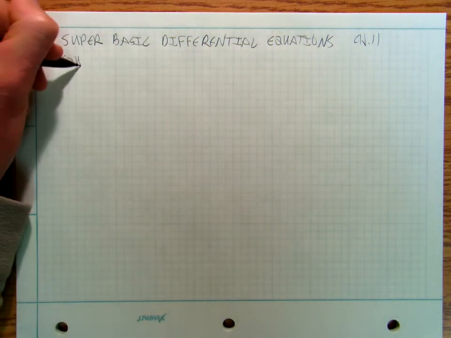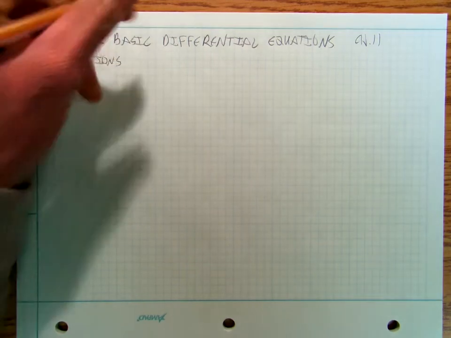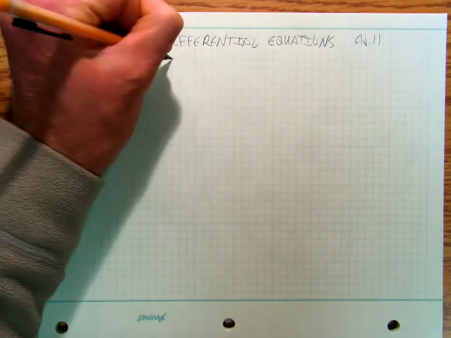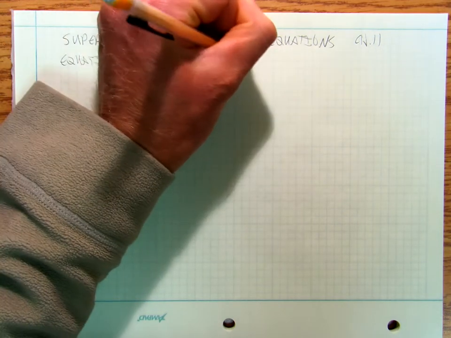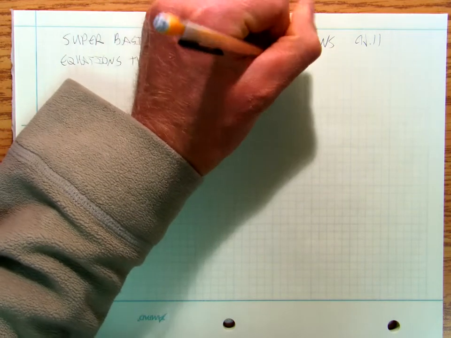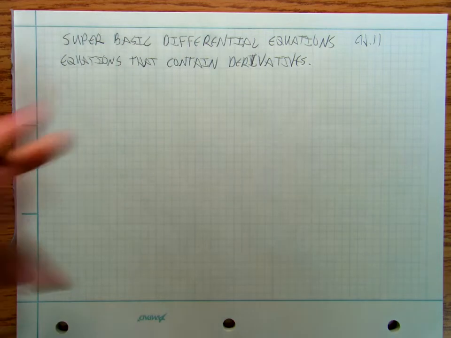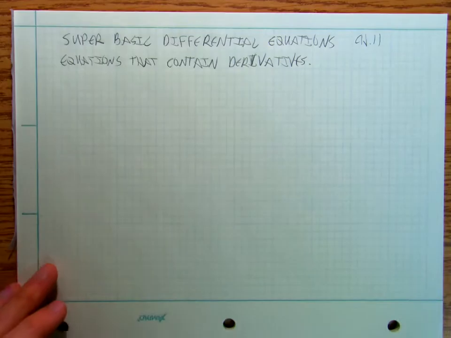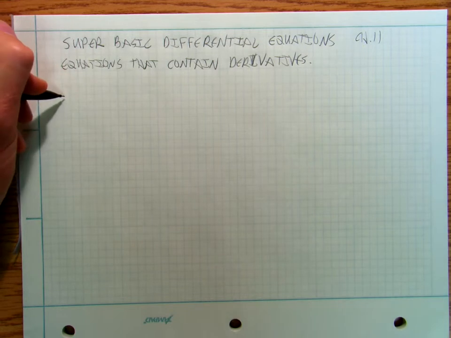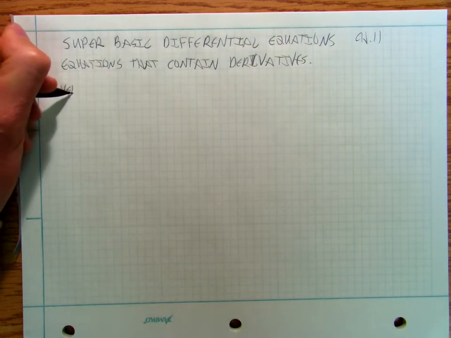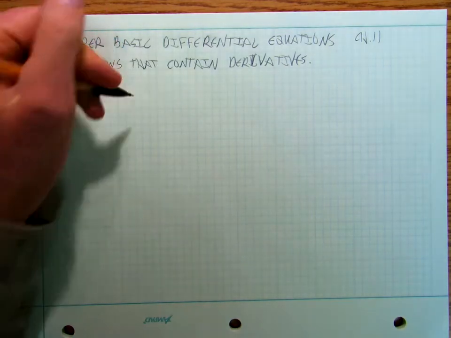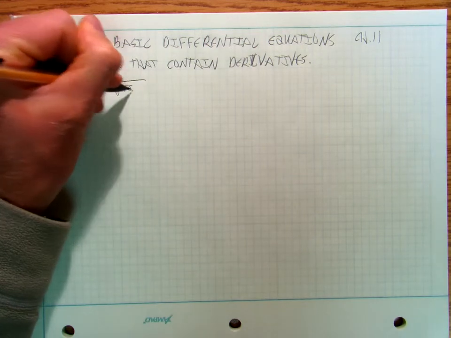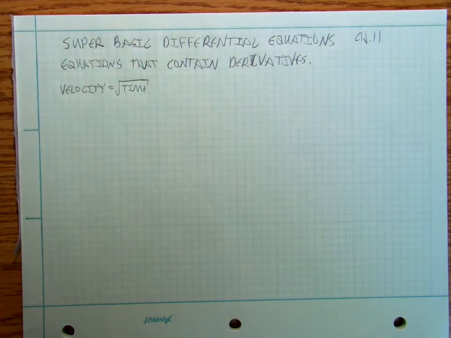Okay, so what are they? They're equations that contain derivatives. Let's come up with an example, a little bit different from the examples you see all over the place. Say velocity is equal to the square root of time.